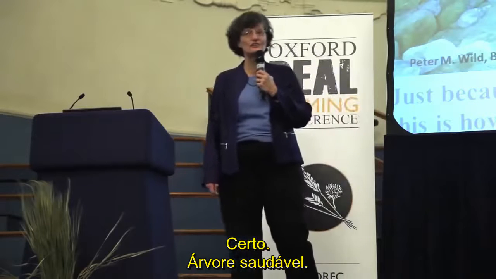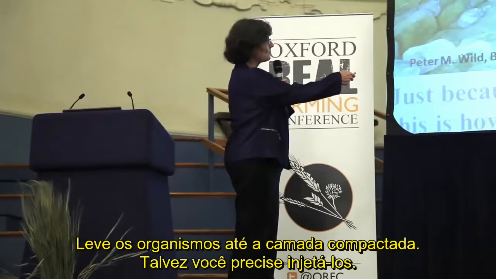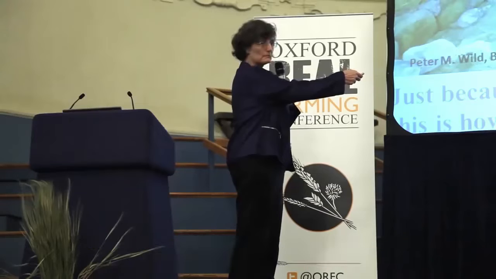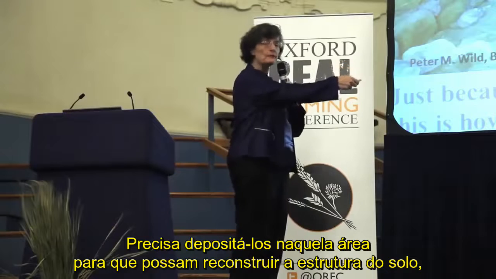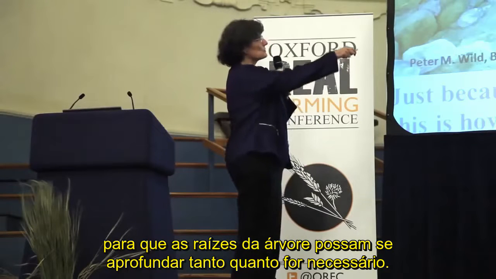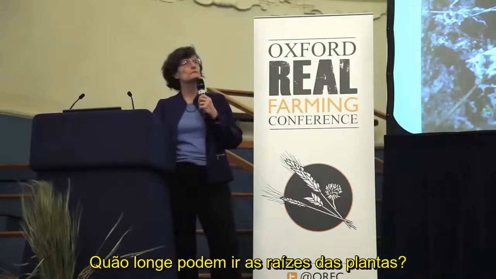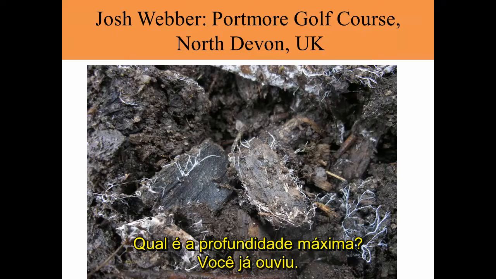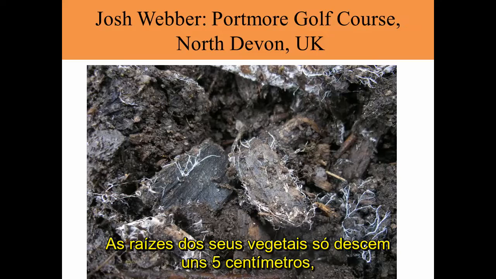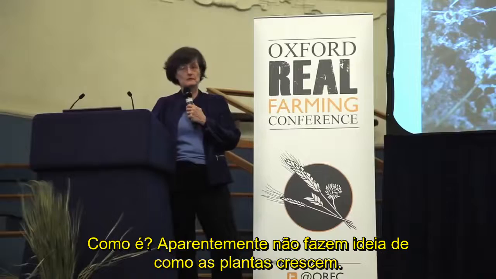Right, healthy tree. How do you fix this problem? Get your organisms down to that compaction layer. You may have to inject them. Have to get them deposited down into that area so it rebuilds soil structure so the root systems of your tree can go down as deep as they ought to go. How far down can root systems of plants go? What's the maximum depth? You've been told. Root systems of your veggies only go a couple inches, your trees only go 3 feet, your vines only go 3 feet. Excuse me? They apparently have no idea how plants grow.